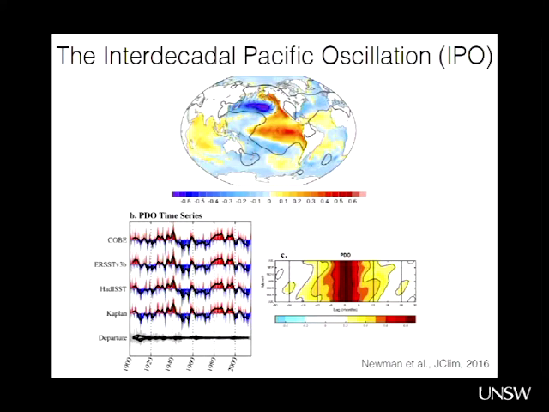So the IPO, or PDO, is a pattern of sea surface temperature variation over the whole Pacific. You have this large warm anomaly here. So this is the positive phase of the IPO, what it looks like in SSTs. There's a positive phase, positive temperature anomaly here and negative here.